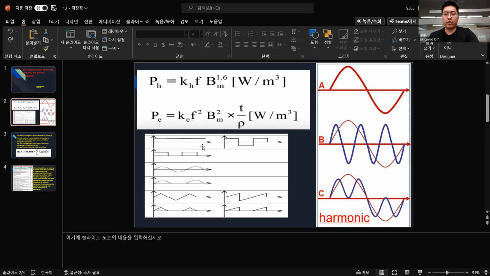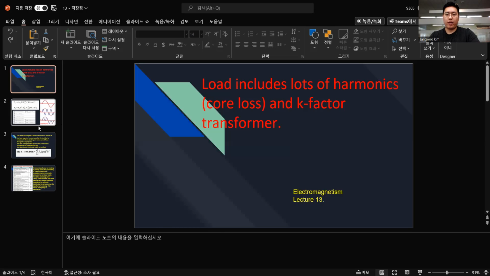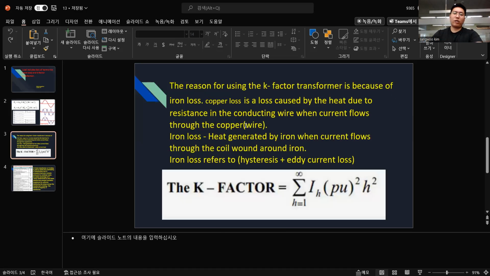Okay, so here are just some waveforms. It's a distortion of waveforms. Yeah, that's it about harmonics explained. And the second part is the K-factor transformer.